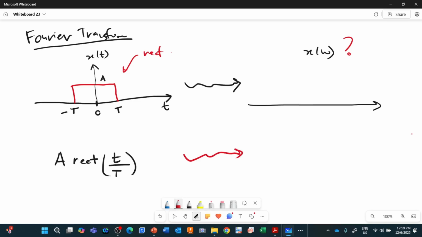And to convert it, you are using the Fourier transform table. Directly you can use A T sinc of omega T over 2, T over 2.